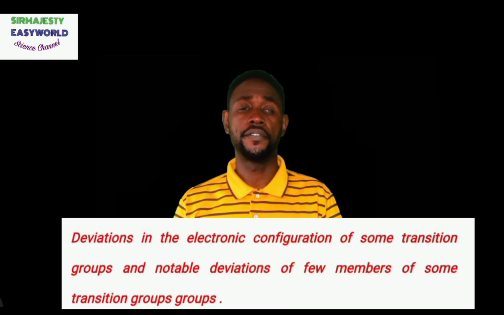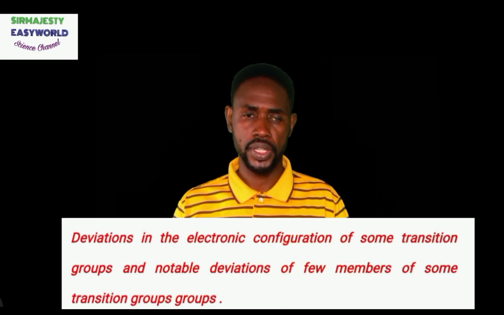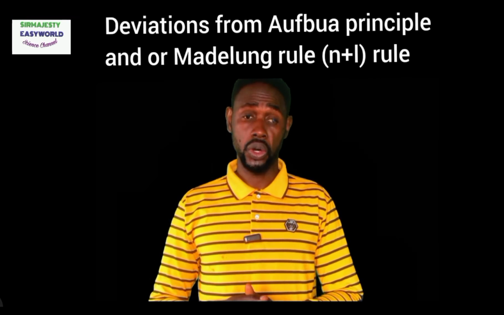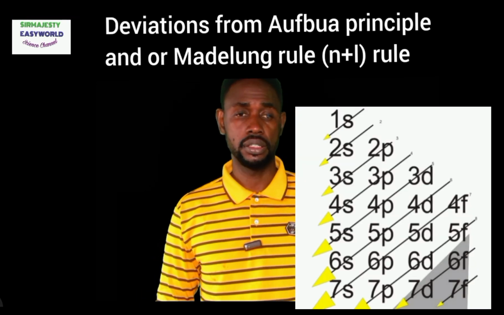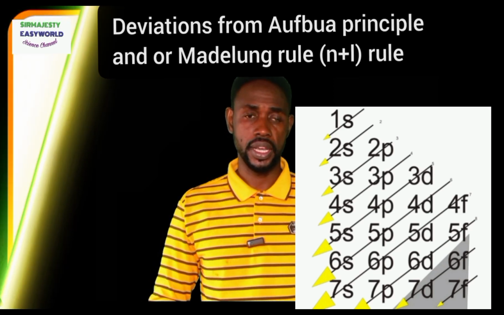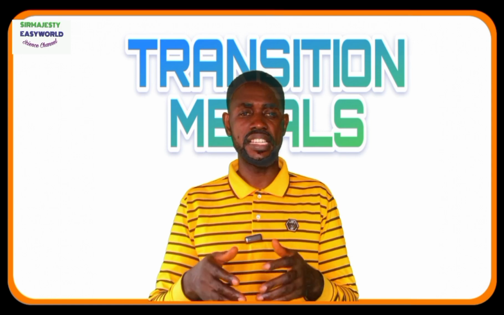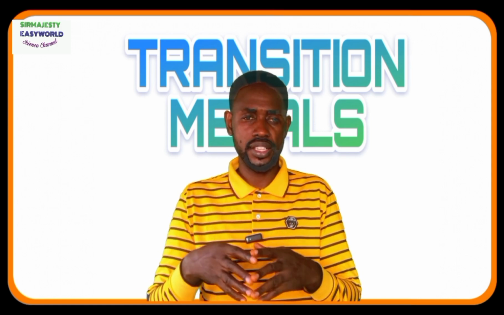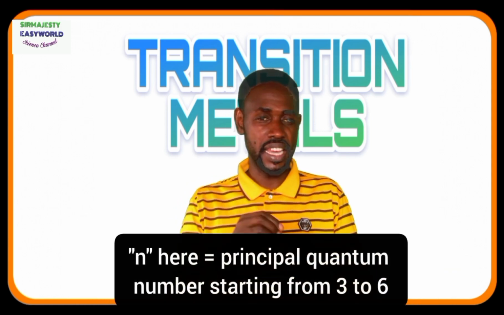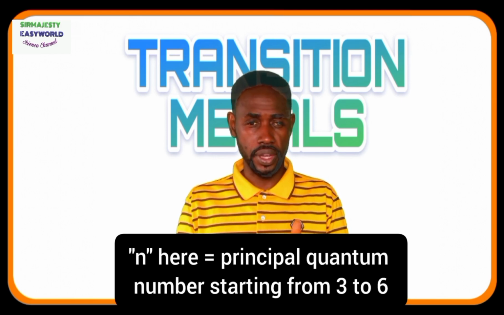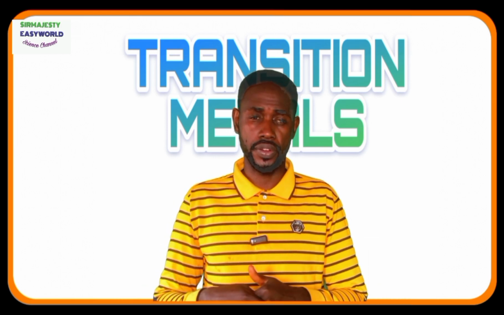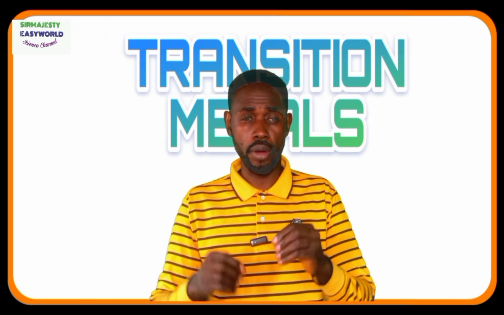Deviations in the electronic configuration of some transition groups. It is important we recognize the deviations of some transition elements from the normal Aufbau principle and or Madelung's rule, the n plus l rule, guiding the filling of orbitals by electrons. Due to the special stability associated with nd5 and nd10, and also due to the closeness of the energies of the nd and (n+1)s, for example 3d and 4s, there is an unusual pattern of electronic configuration when it comes to the chromium and copper groups.